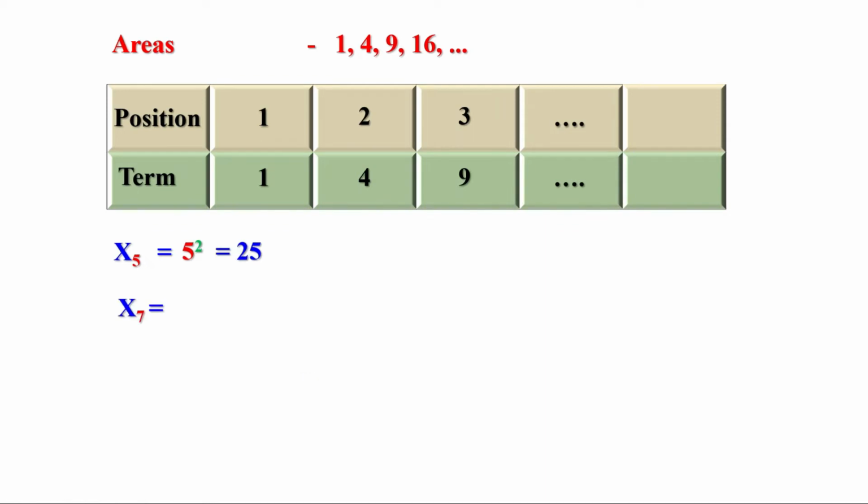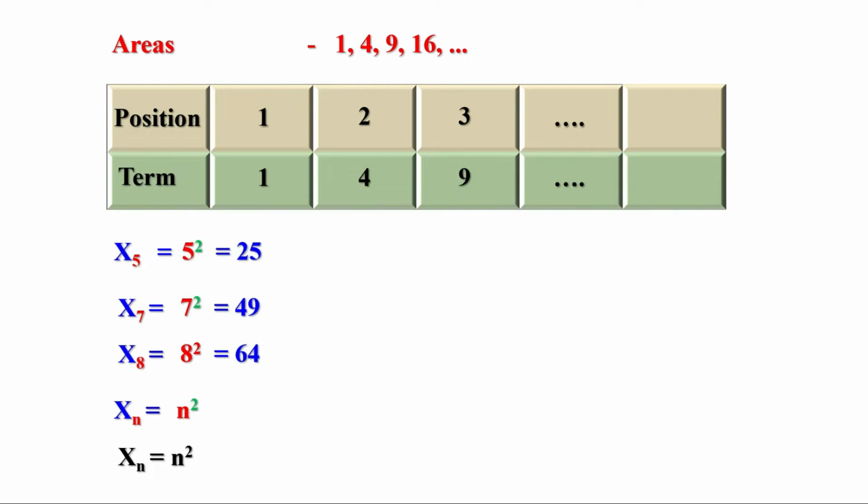What is the seventh term? Again, square of the position, that is 7 square or 49. What is the eighth term? Square of the position, that is 8 square or 64. Now let us generalize. What is the nth term? Again, square of the position, that is n square. So xn equal to n square is the algebra of this sequence.